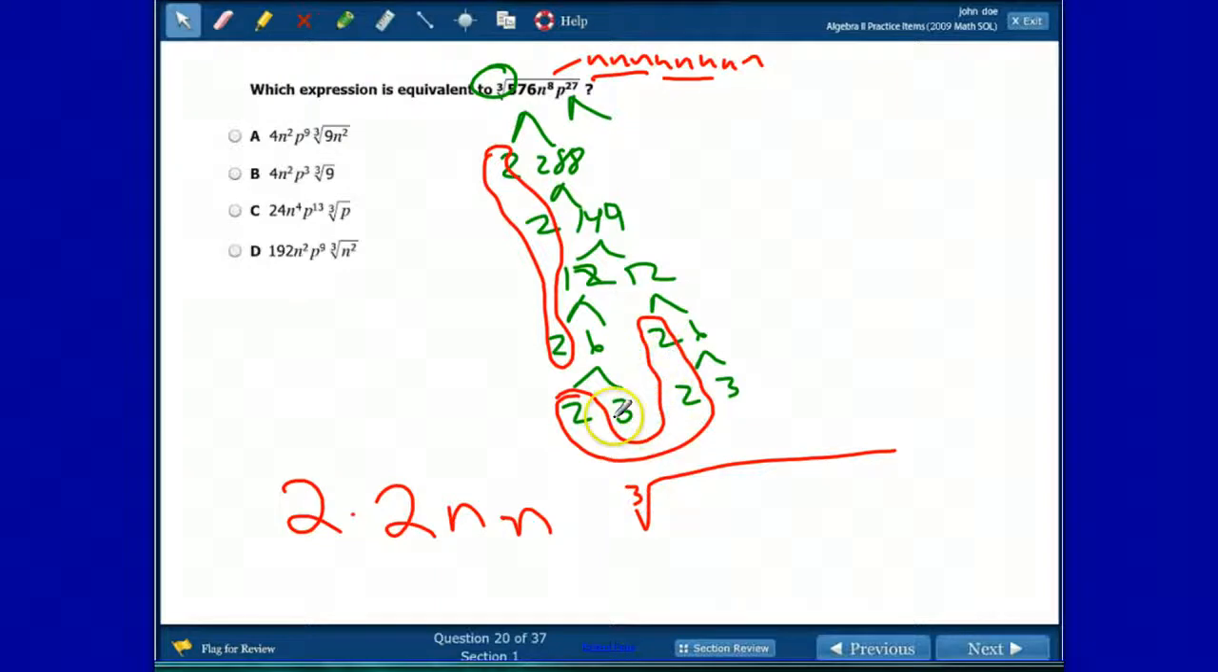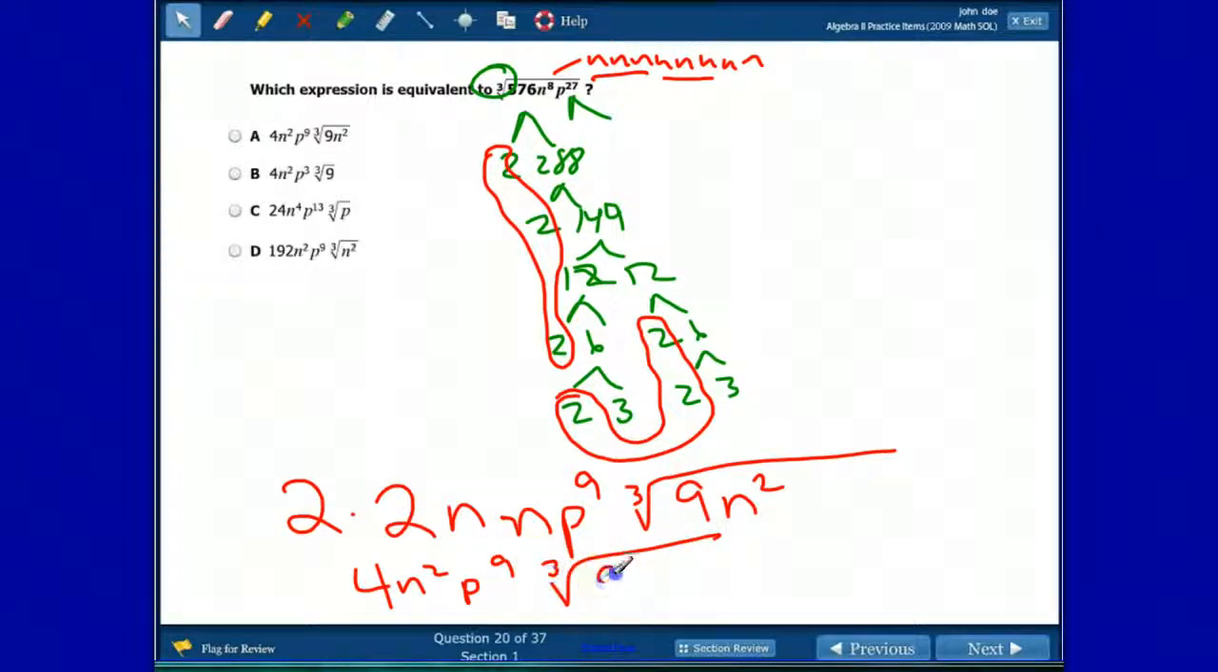So here's my 3. I've got 2 3s, that's 9. And then I've got, let's see, I've got 2 n's, so that's n squared. And then 27, I can get 9 groups. So this one's going to be P9, because I can get 9 groups of 3 to get my 27. So what do I have here? I have 4n squared P9 cube root of 9n squared. Looks like that's the first one. Whew! Alright, I'm stopping at 20 and I'll do another video shortly.